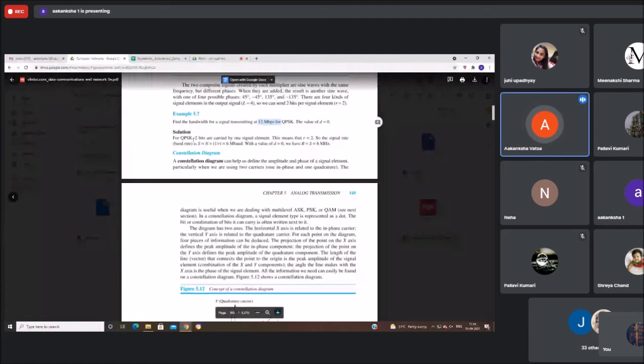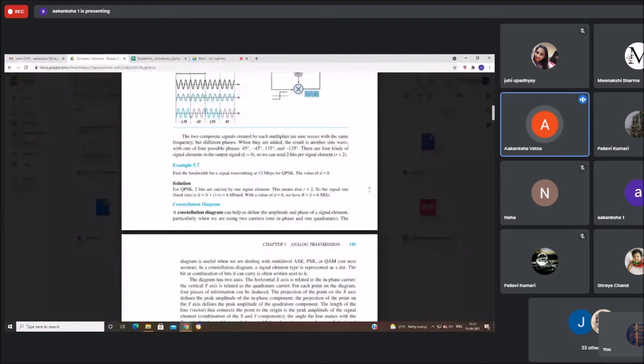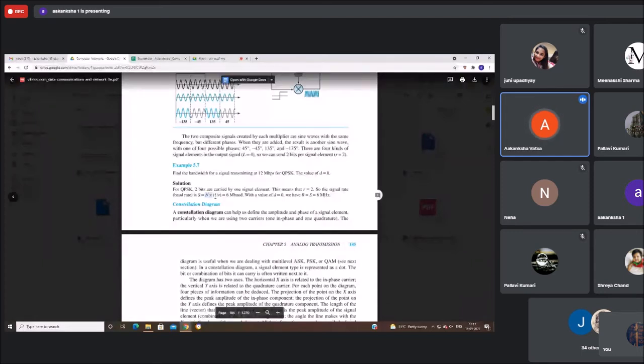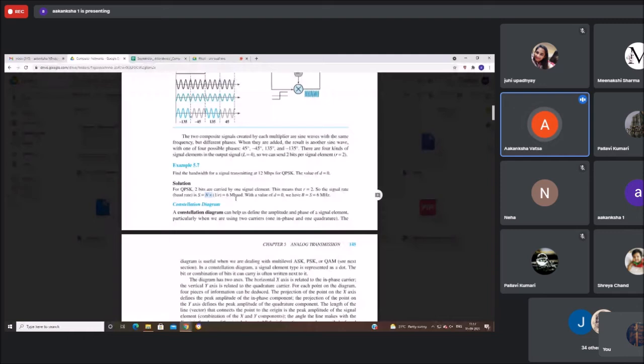So the signal rate, that is baud rate, is S equal to N into 1 upon R, which is 12 into 1 upon 2, because R equals 2. So that is 6. And because this was 12 Mbps of data rate, we say 6 M baud. So 12 Mbps into 1 upon 2 is 6 M baud. So 6 mega baud is the signal rate.